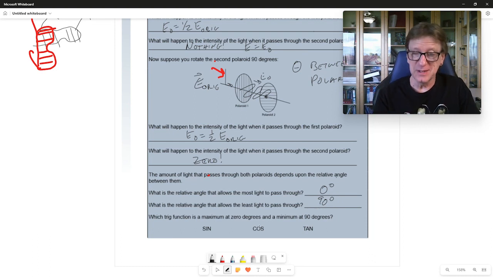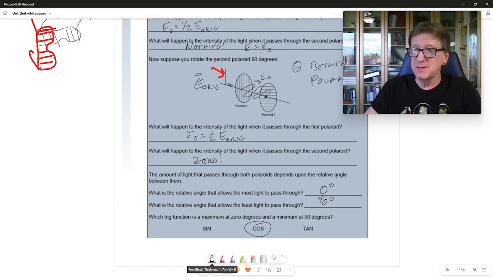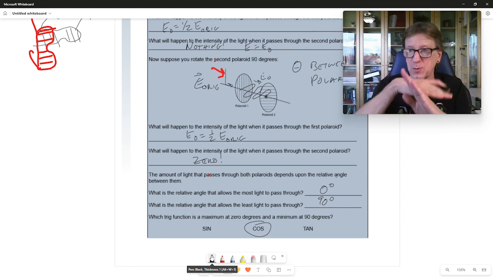Well, that's going to be the cosine. So cosine of 0 is going to be 1. Cosine of 90 is going to be 0. So we know that our function then has to depend upon the cosine of theta, the angle between our polarizers.